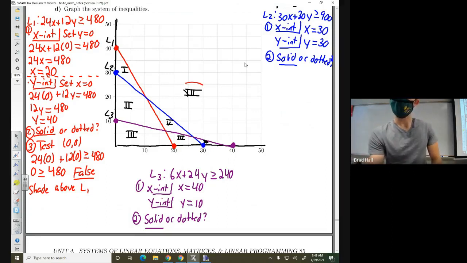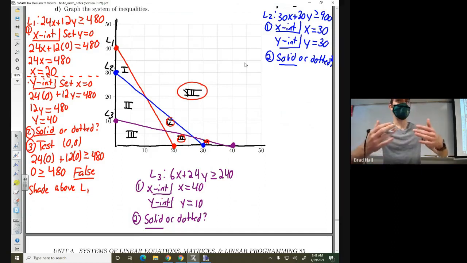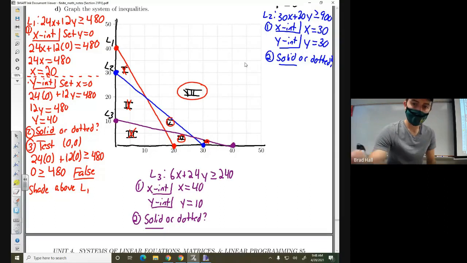So really, this region, this region, this region, and this tiny region down here are still left in consideration because those are all above the first line, which means we get rid of all these other ones because of course they're not above the red line. So we can get rid of them and now turn our attention to these 4 remaining ones.